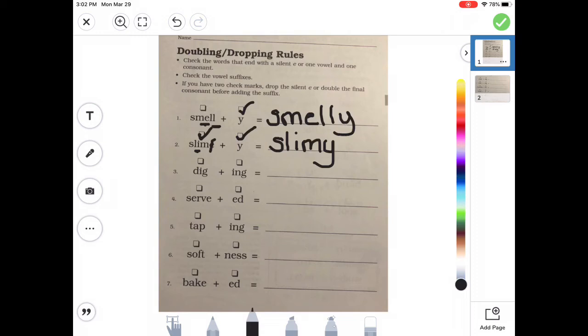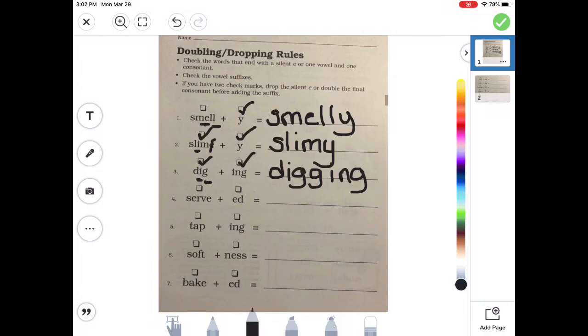Slimy, slimy. Very good. All right, look at dig. D-ig. One vowel, one consonant. So I'm going to go ahead and check it. Then I've got ing, which is a vowel suffix because it begins in I. So since I've checked both of them, and it's not ending in E, I know I'm going to double it. So I've got D-I-G. I've got to double that G and then I-N-G.